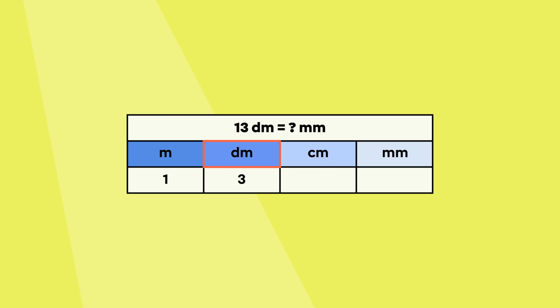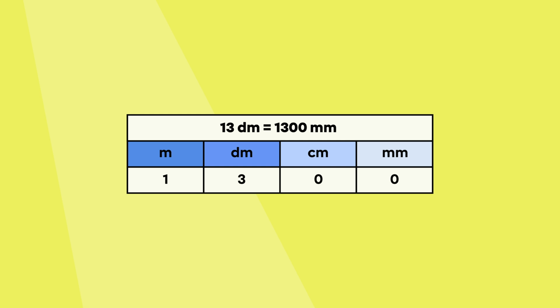Once the initial measurement has been correctly placed in the table, I find the column of the new unit of measure. Since I want to convert 13 decimeters into millimeters, I need the millimeter column. All I have left to do is write the 0 in each empty column up to the column of the new unit of measure. This means I write a 0 in the centimeters column and another in the millimeter column. I get 1,300 millimeters. This means that 13 decimeters is equivalent to 1,300 millimeters.